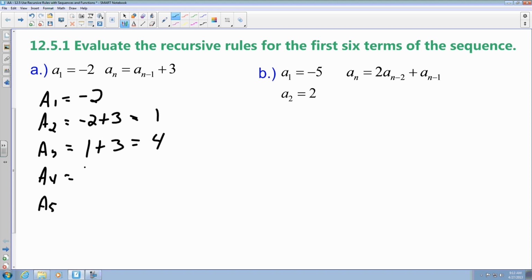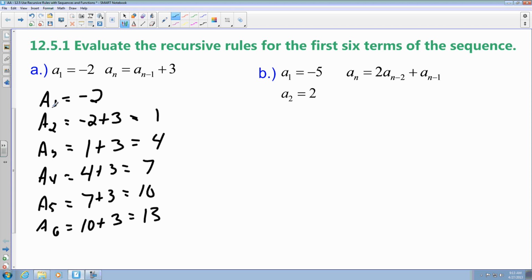Same thing goes here. I got to use the preceding one, so it's going to be 4 plus 3, which gives me 7, and then 7 plus 3, which gives me 10. I got to go to a sub 6, I guess, for 6 terms. So that's going to be 10 plus 3, which gives me 13. So the first 6 values in this sequence are -2, 1, 4, 7, 10, and 13.